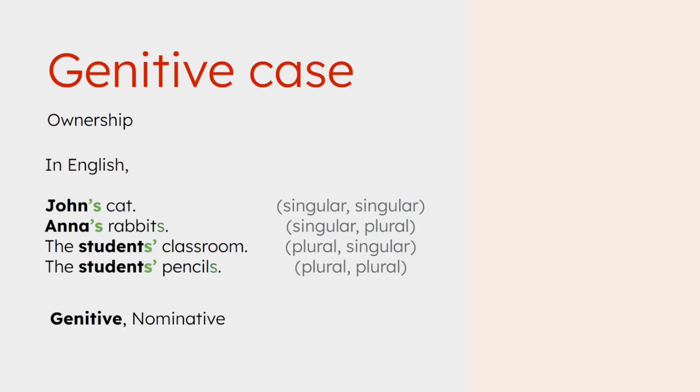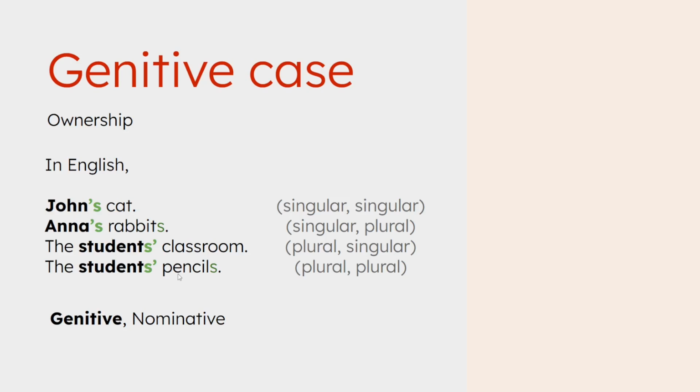So on to the genitive case. This one is sometimes called the possessive case, but essentially one of its main functions is to show ownership. In English, we do have different versions of nouns for this case. So to make something into genitive in English, we will add an apostrophe s or an s apostrophe.